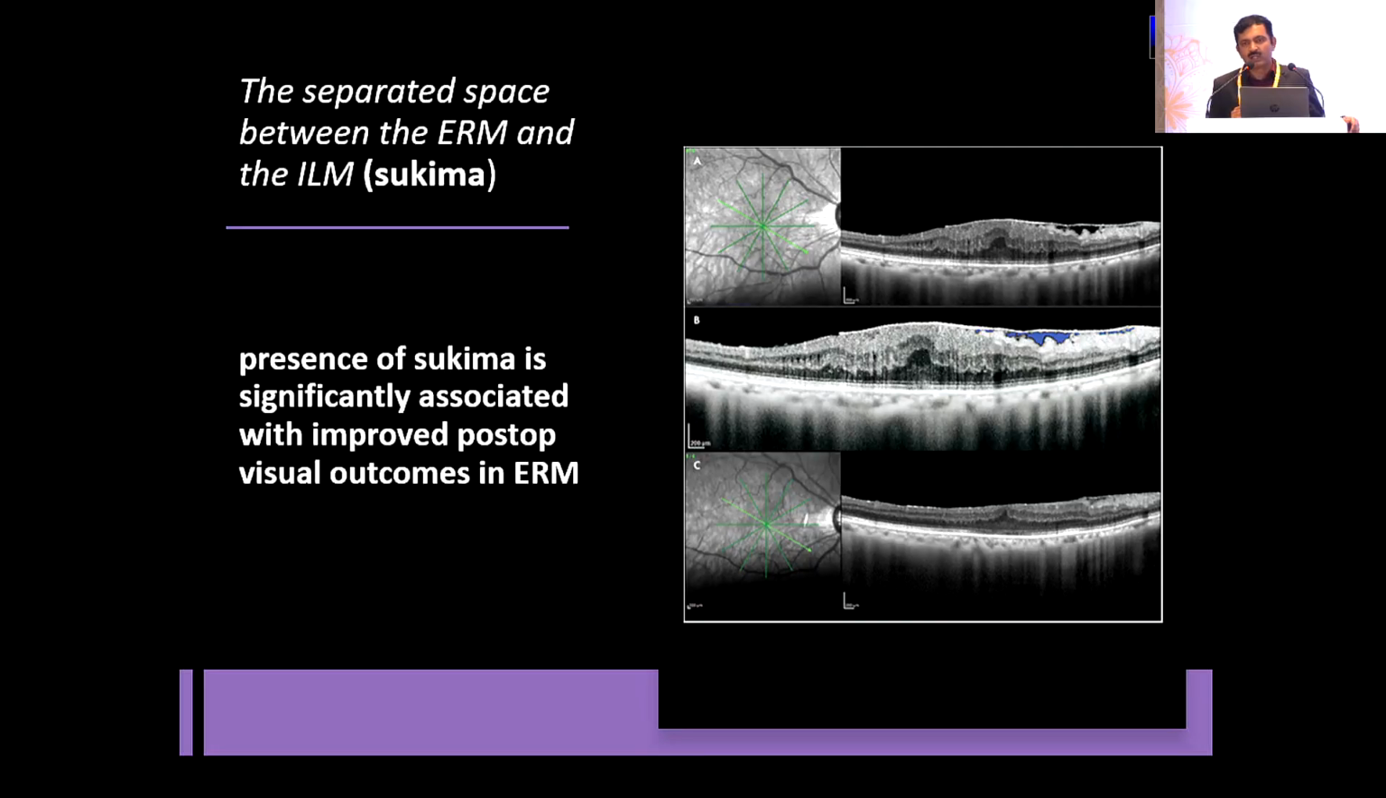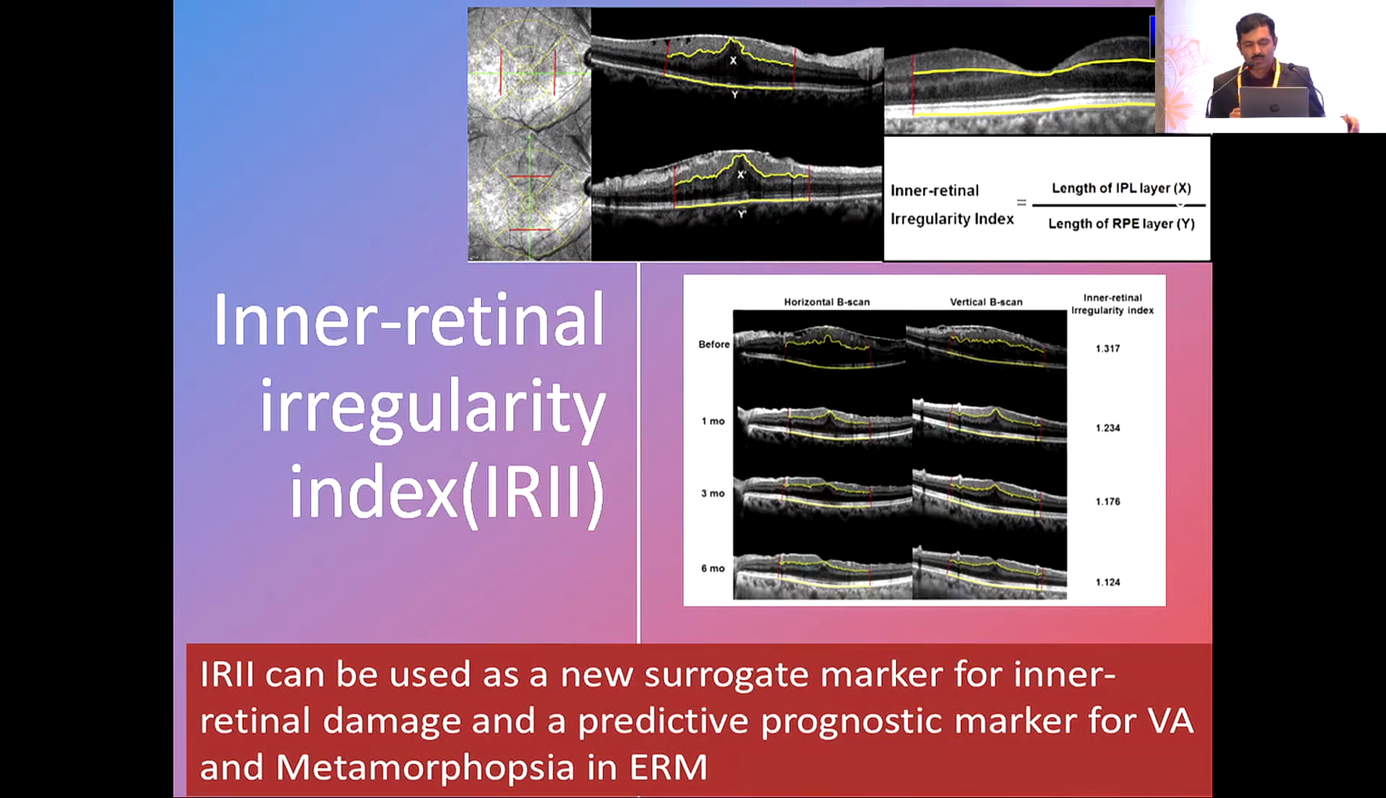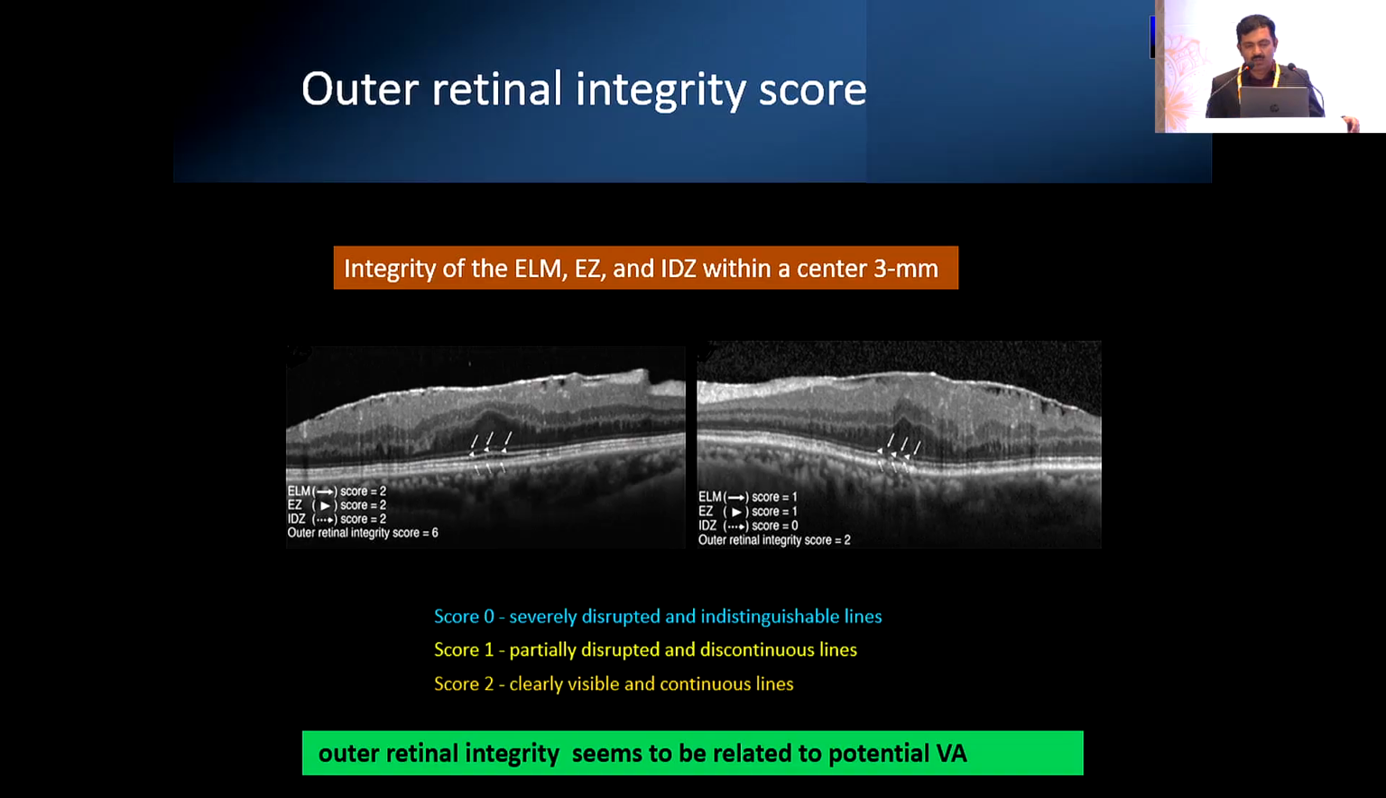If you can see a clear space between the ERM and the ILM, then the prognosis is quite good, which has been described with the term Sukima. So you will have a good peel and good recovery. Look at the distortion of the inner retinal layers using the inner retinal irregularity index, which is the length of the IPL divided by the length of the RPE layer. This is an important prognostic marker in ERM surgery.